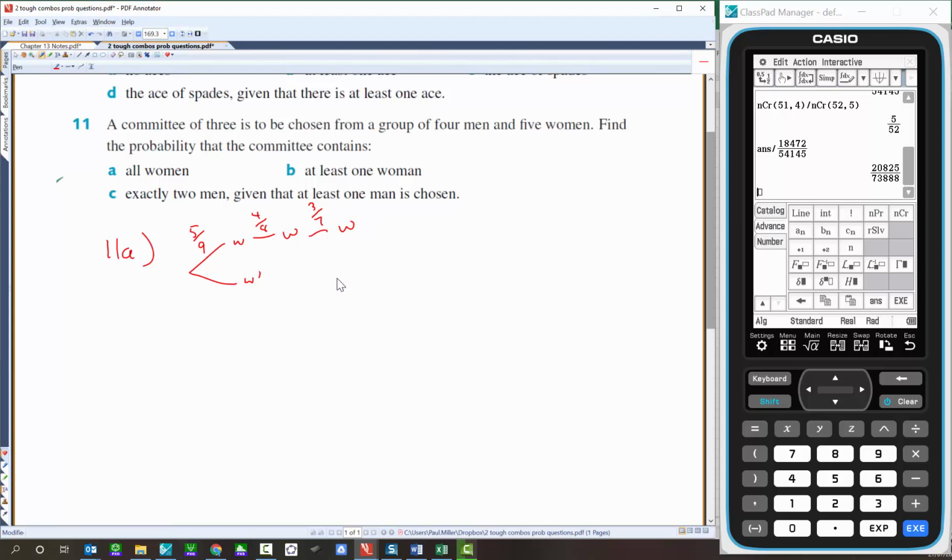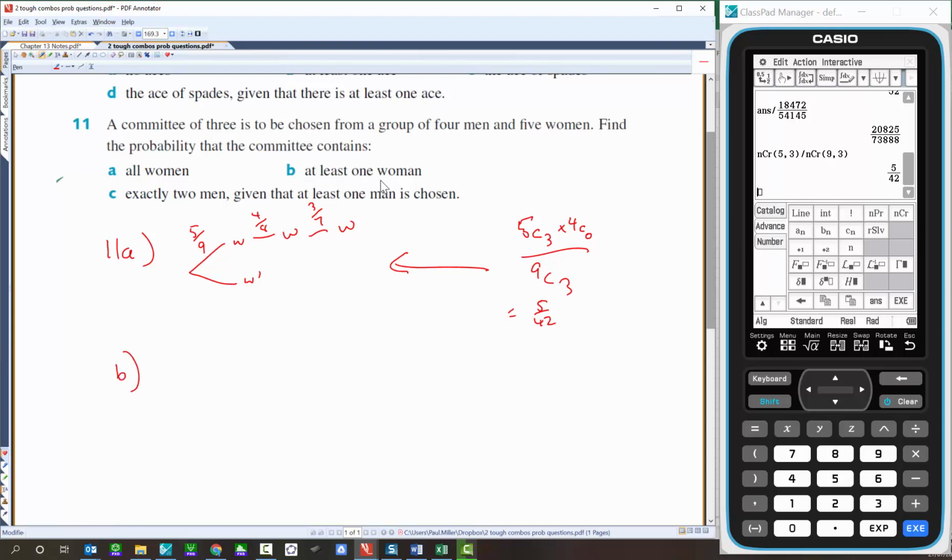Now, that's one way of doing it. The other way is with counting methods. We look at the number of ways that we can make a committee of 3, so that's from 9, choose 3. And all women means from 5, choose 3 women, multiplied by from 4 men, choose none of them. 4 choose 0 is 1, so that's simply going to be nCr 5,3 over nCr 9,3, which is 5 on 42. So you can either use a tree diagram or counting methods.